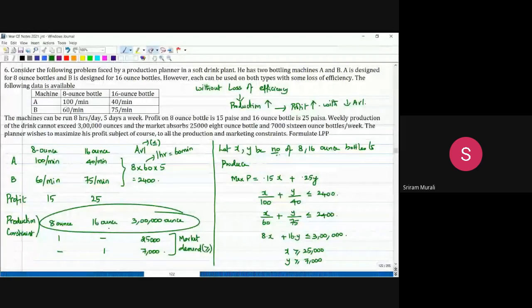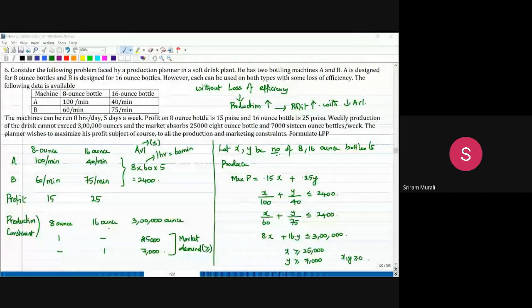Your X and Y are non-negative. Both are more than or equal to 0. Have you understood? Non-negative constraint. Any questions? Put forth your questions. Ask doubt.